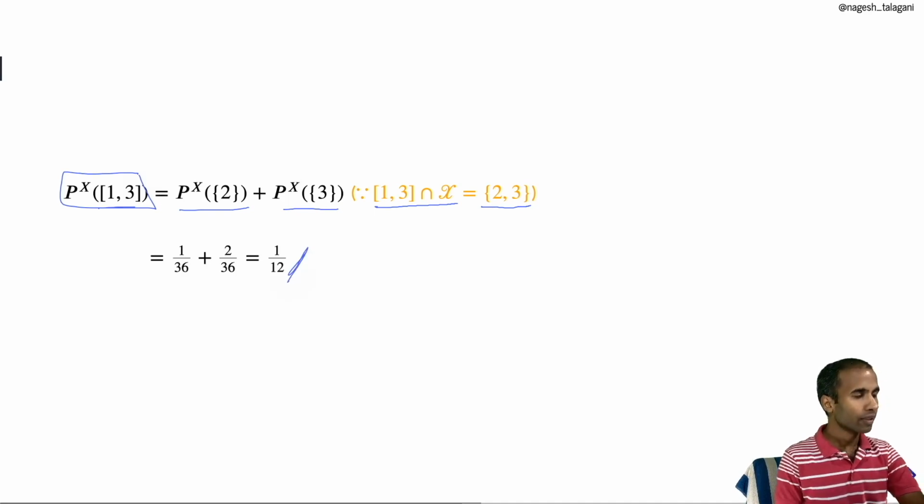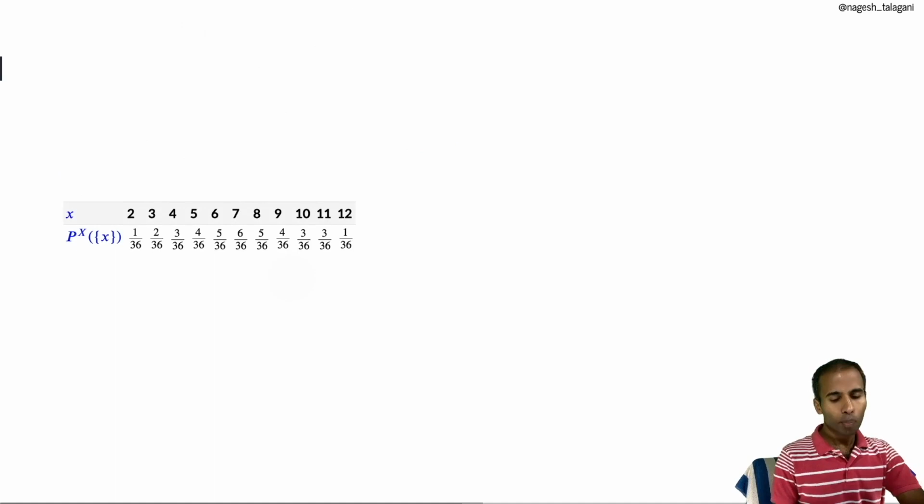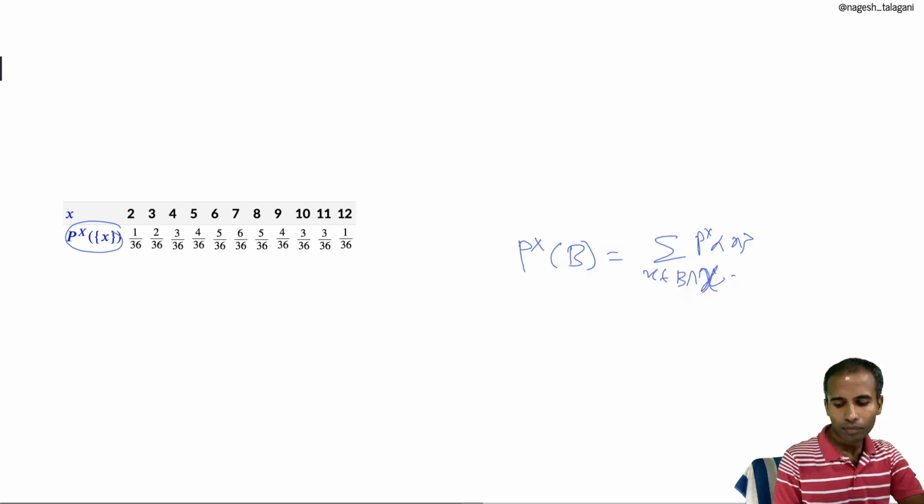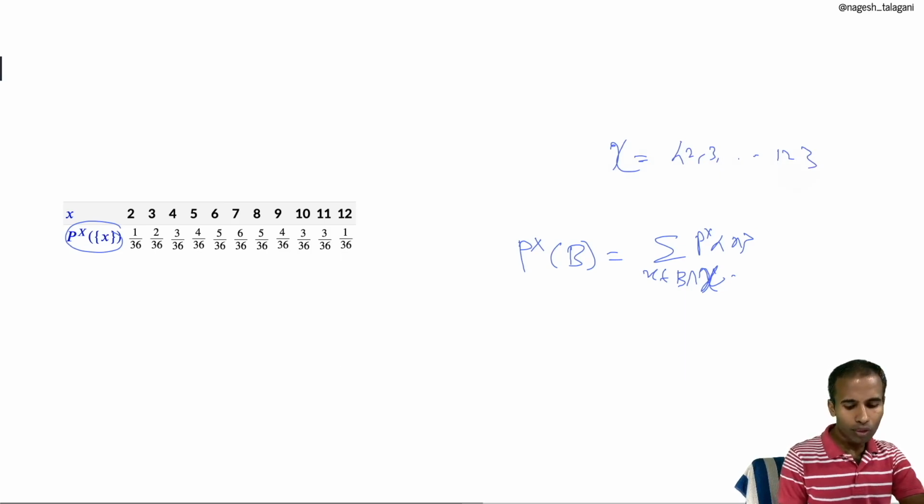Next, once we know the probabilities of all the singletons, for 2, 3, and so on up to 12, then we can compute Px of B for any Borel set. It is the summation of Px of the singleton x, where x varies over B intersection with script X. Here script X is 2, 3, up to 12. So once we know these 11 probabilities, then we can deal with the probability of any Borel set.